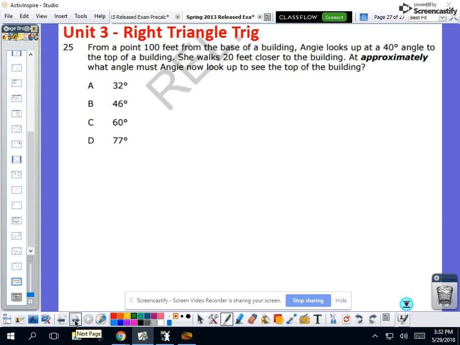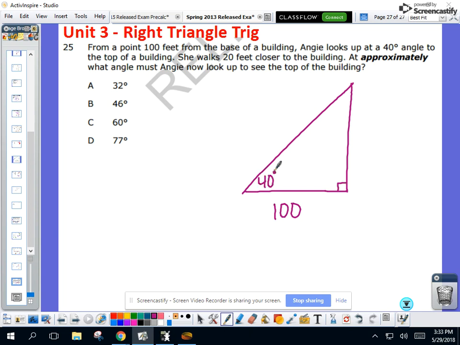The last problem from this mock exam deals with right triangle trig. It's a two-part problem. Angie's looking up at the top of a building when she is 100 feet away from that particular building. So here I'll kind of draw a triangle. The distance she is away from that building is 100 feet, and she looks up at an angle of 40 degrees. Then she's going to walk 20 feet closer and look up at the same part of that building. And we need to figure out what angle she is looking at now.